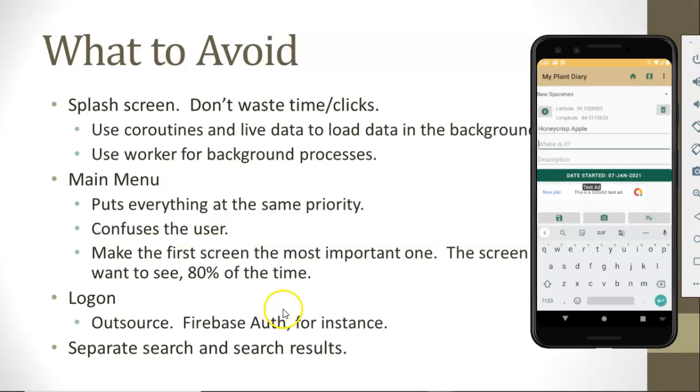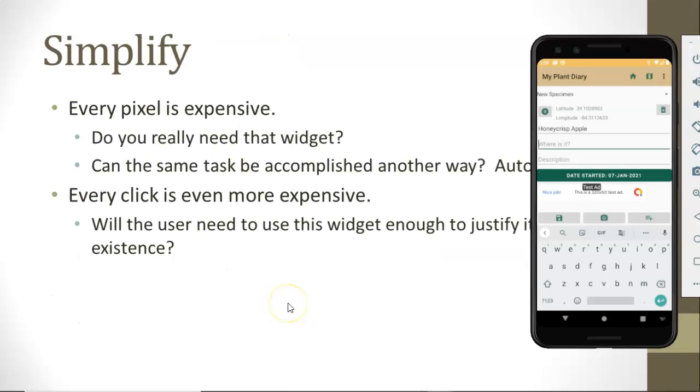Finally, we mentioned separate search and search results. A couple other things we want to think about is simplifying. This is something where you really kind of have to look at the screen, kind of like one of those optical illusions where you keep staring at it until you see the illusion. You want to stare at your screen and decide, am I making the best use of every single pixel here? Can I accomplish the same task another way?